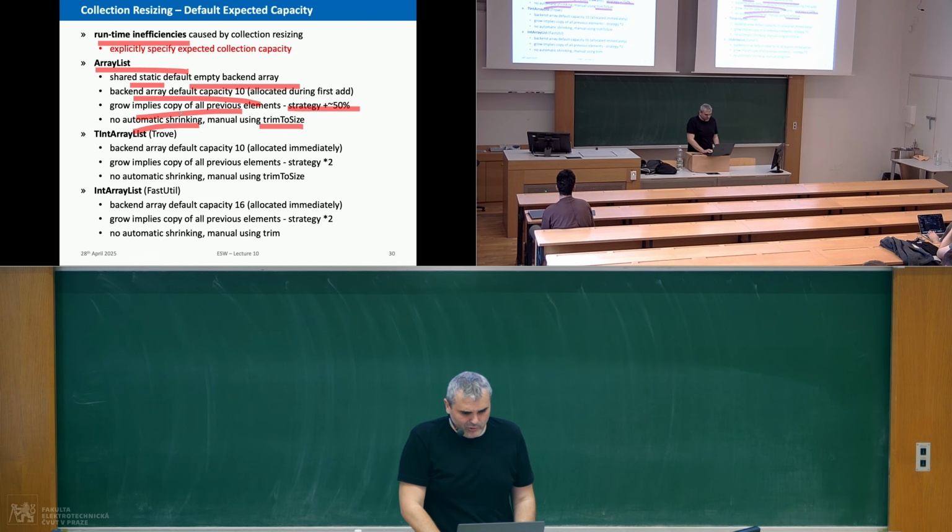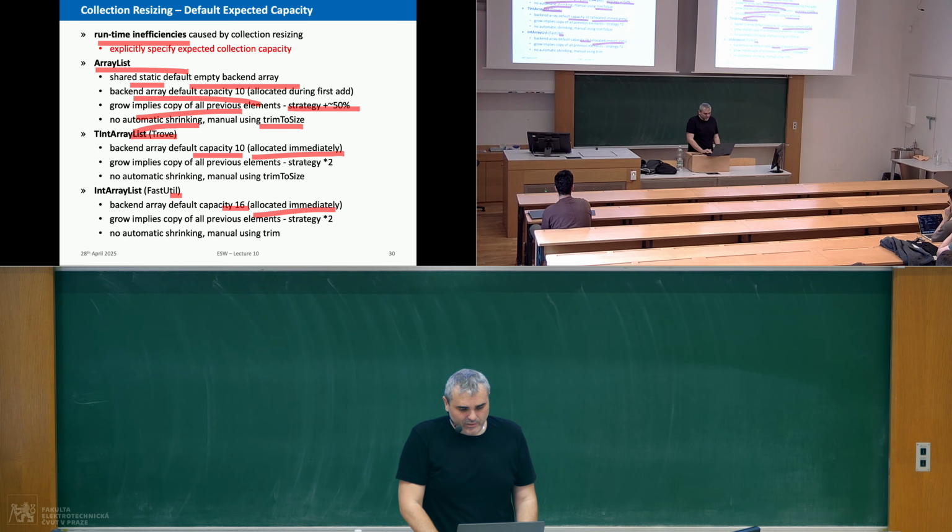So let's look how it works for Trove and fastUtils. In this case, again, using default capacity 10. For fastUtils, it's using 16. There is one drawback. Maybe in the very last version, they already solved that, I don't know. Allocates immediately. So even if it is empty, it consumes 10 or 16.